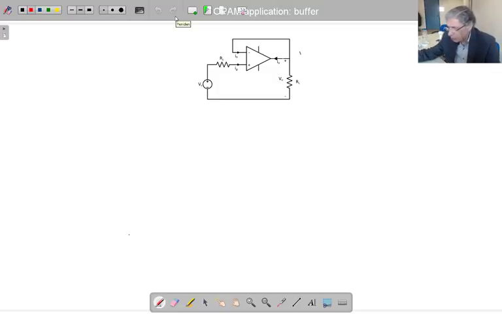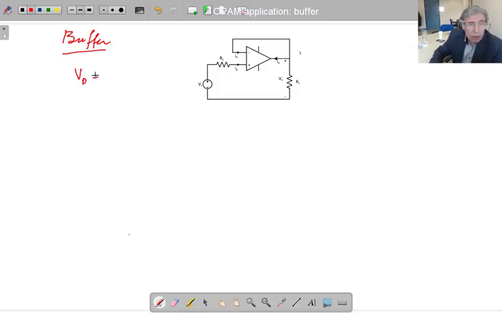We were examining the operational amplifier usage examples in practice. That is the fifth one, and this circuit is called the buffer circuit. What it does is the output V output is equal to Vs.